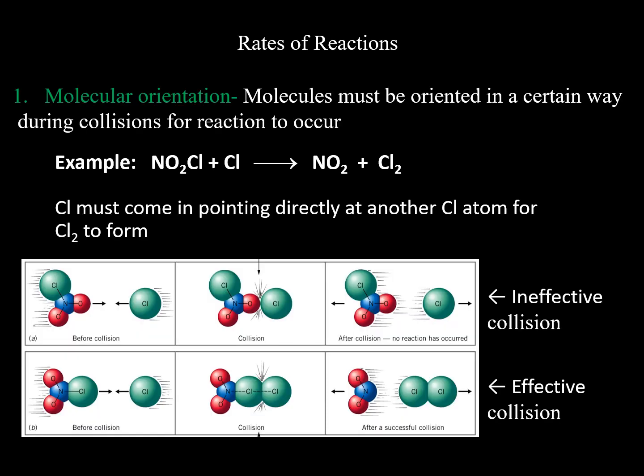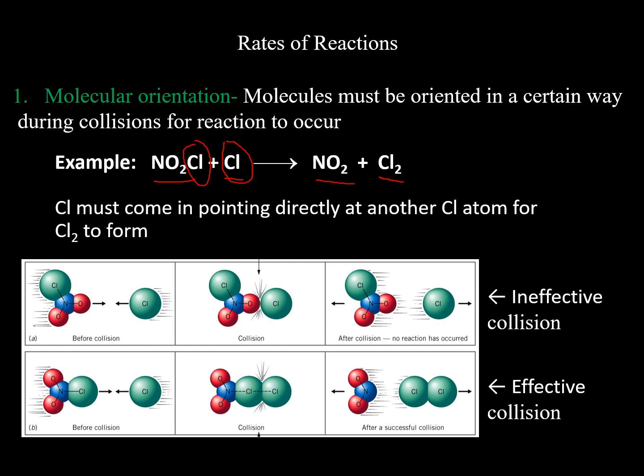So one of the factors is molecular orientation. I like to think of it as if you have two reactants coming together, they have to fit in the proper way, like a jigsaw puzzle. So in this case, we have NO2Cl reacting with Cl to give us NO2 plus Cl2. So you can see that the Cl combines with the Cl to give us Cl2.